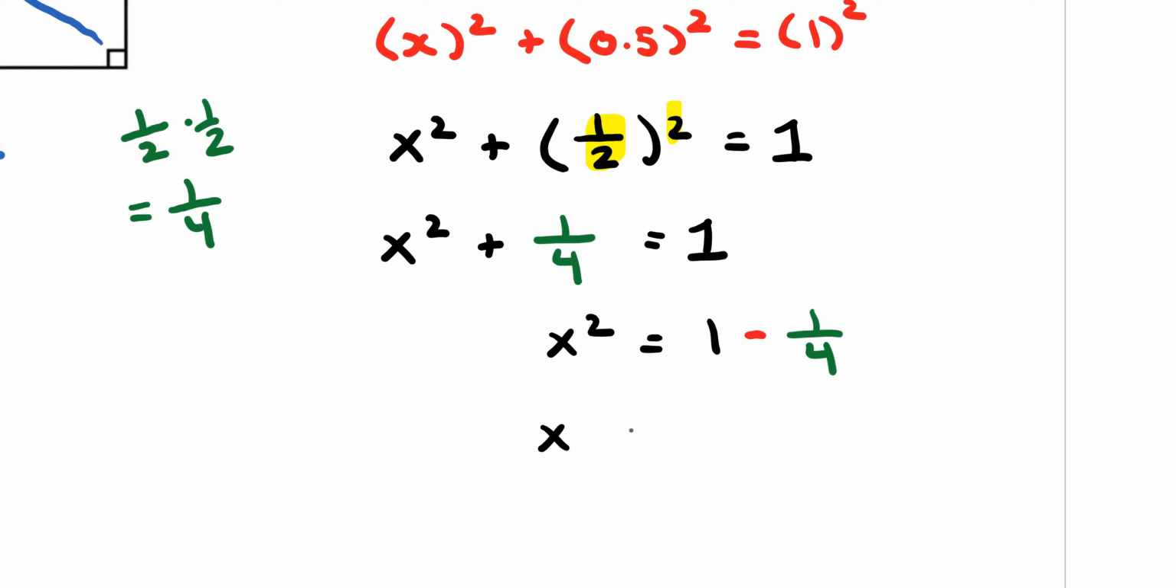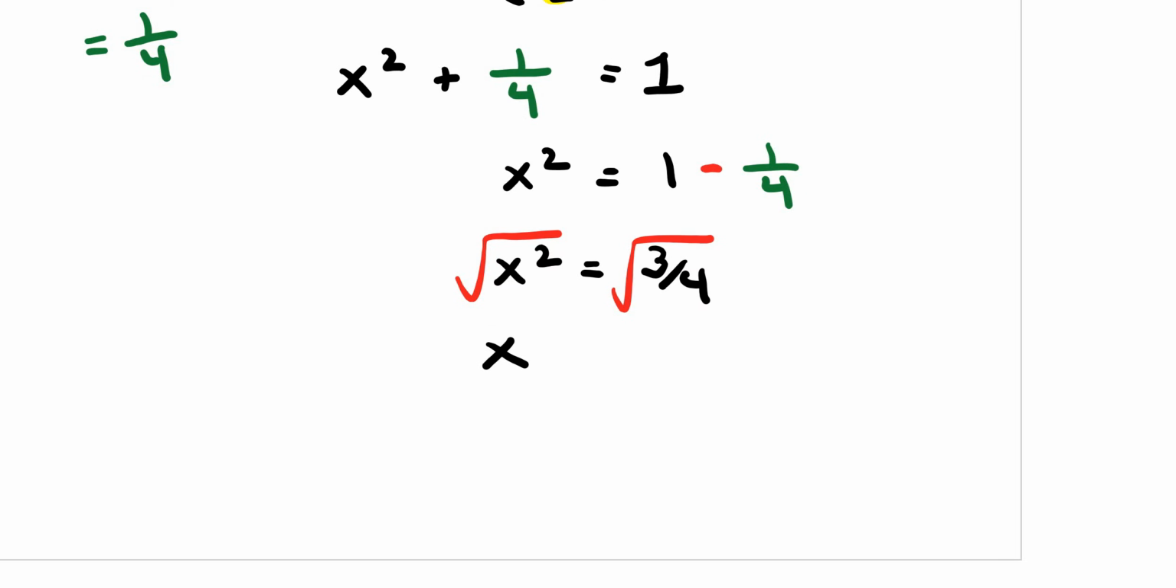And 1 minus 1/4 is going to be 3/4. And if you square root both sides, you get that. And then with your calculator, you want to put the square root of 3 over 4 into your calculator, and you will get roughly, to 3 decimal places, 0.866. Okay, so question number 1b is really just to verify your results using the Pythagorean theorem.